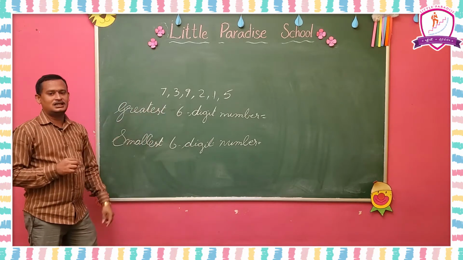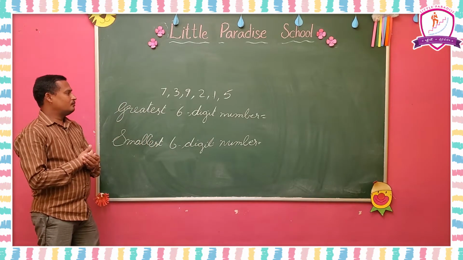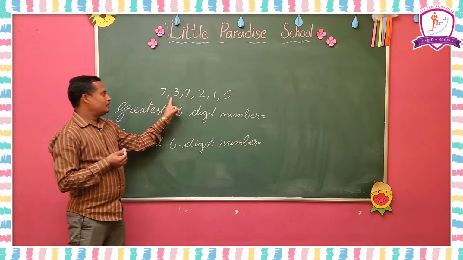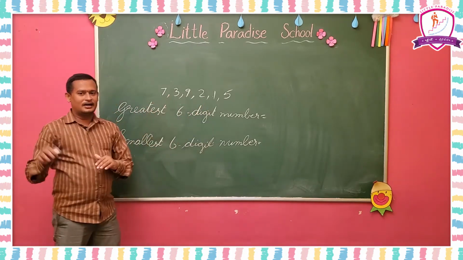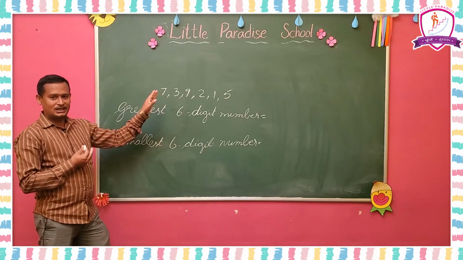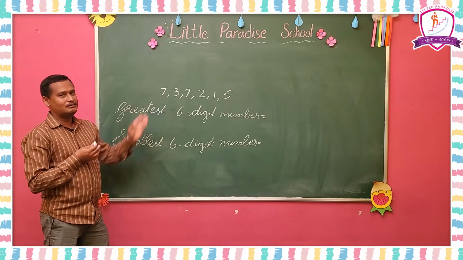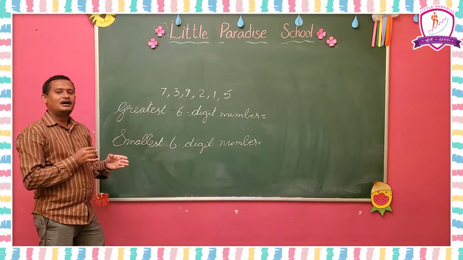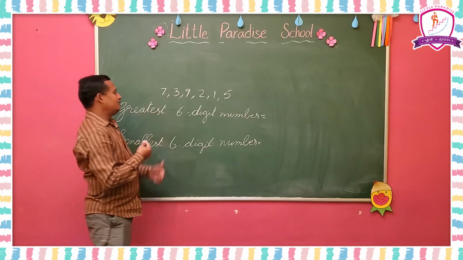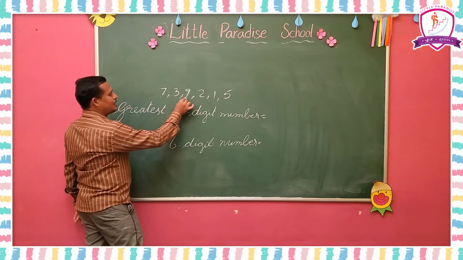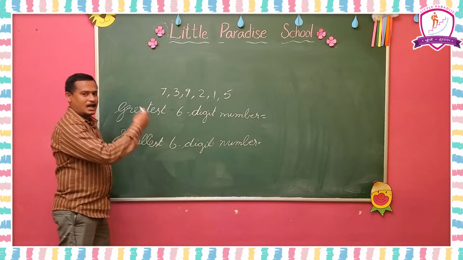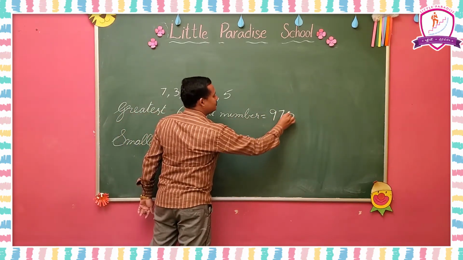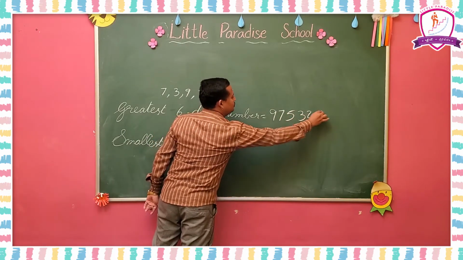So how can we form the greatest 6 digit number? We have to arrange the given digits into descending order, then we will get the greatest number. If we arrange the given digits into ascending order, we will get the smallest number. Here the digits are 7, 3, 9, 2, 1, 5. What is the highest one? 9 will be the highest one. After that 7, next 5, next 3, 2, 1.